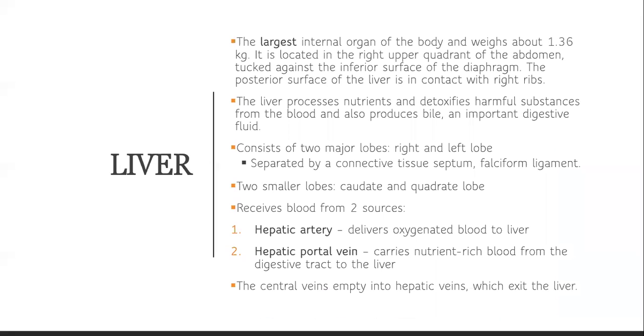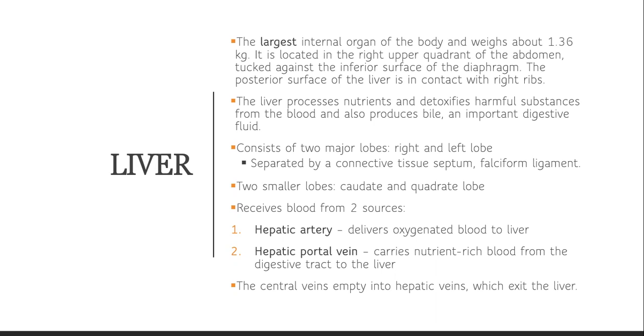Our next organ is our liver. It is also considered our largest internal organ and weighs about 1.36 kilograms. It is located in the right upper quadrant of our abdomen, tucked against the inferior surface of the diaphragm, and the posterior surface of the liver is in contact with the right ribs. So our liver processes nutrients and detoxifies harmful substances from the blood, and also produces bile, which is a very important digestive fluid.